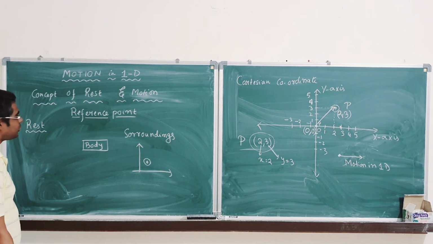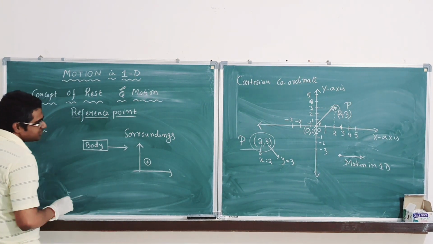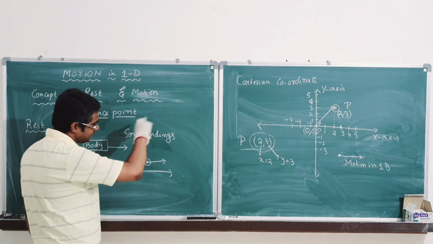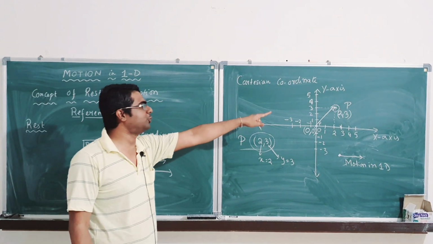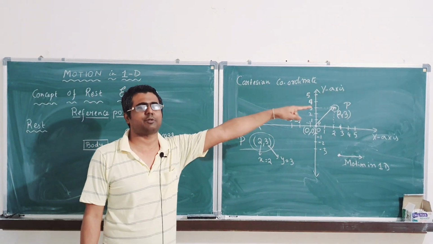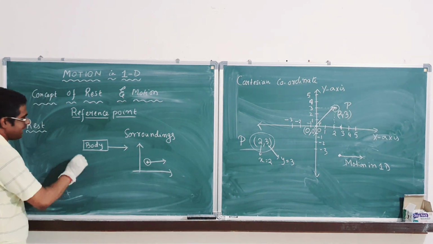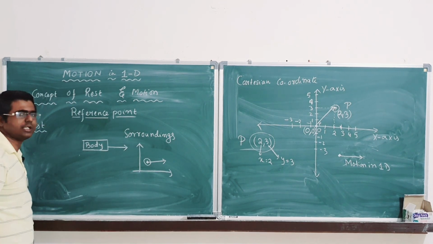Next, what is motion? Suppose the body starts moving. This point is moving with respect to its surroundings. Its Cartesian coordinate value is changing, from 2, 3 it is becoming 4, 5, then 5, 6. So if the body's position is changing with respect to the surroundings, the body is said to be in motion.